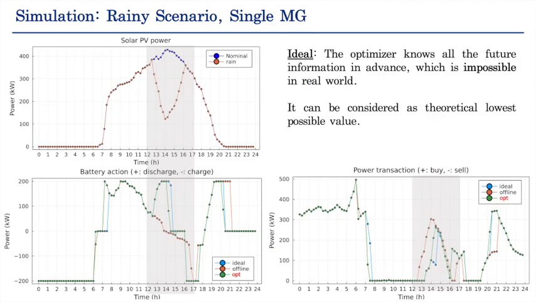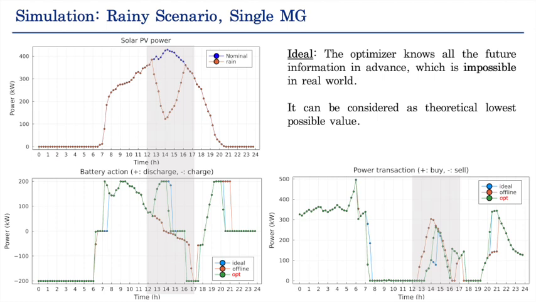Now let's have a look at the results. The second graph we call battery actions. We can see the ideal case, offline case, and our optimizer results. The ideal case indicates the optimizer knows all the future information in advance, which is impossible in the real world. So the ideal case can be regarded as the theoretical lowest possible cost value.